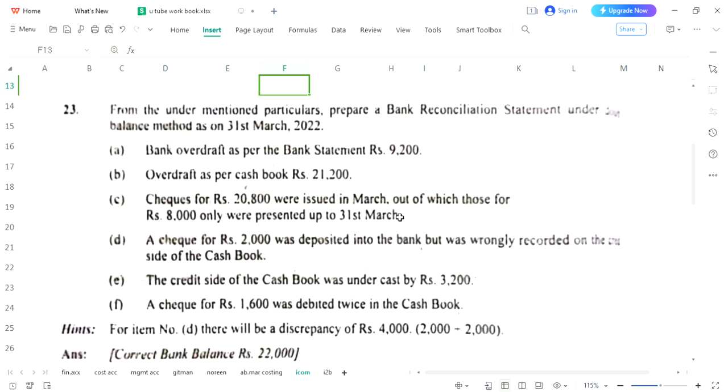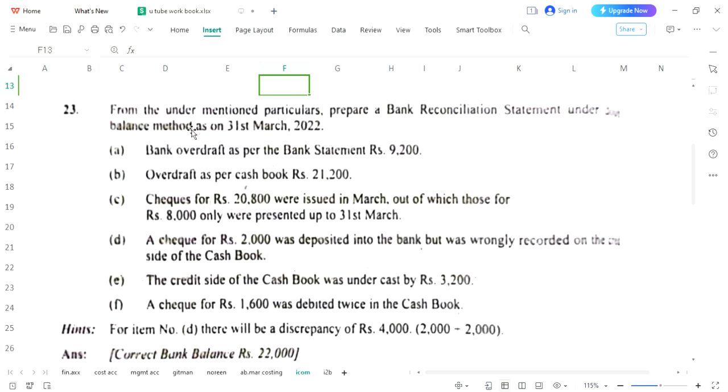Today's target is to solve question number 23. The chapter we are dealing with is bank reconciliation statement. As you can see, our requirement is showing BRS. But the second important factor is that it is under the double balance method. Please note it down, again as we have done in question number 22.